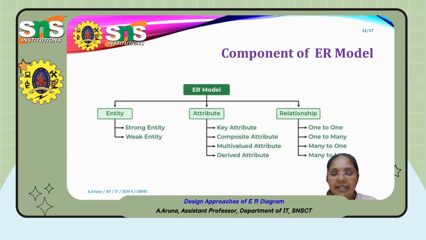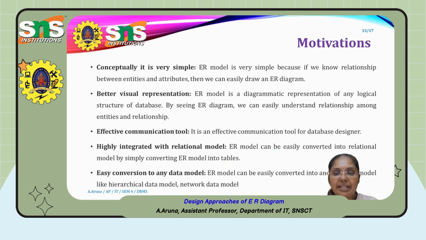So the next component is the relationship. How can a relationship take place? By using four ways: one-to-one, one-to-many, many-to-one, and many-to-many relationship. These are the relationships that exist between entities. So these are the major components available in the ER diagram.